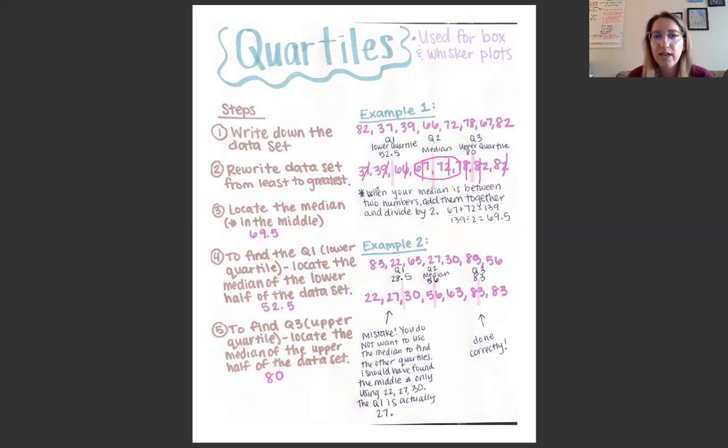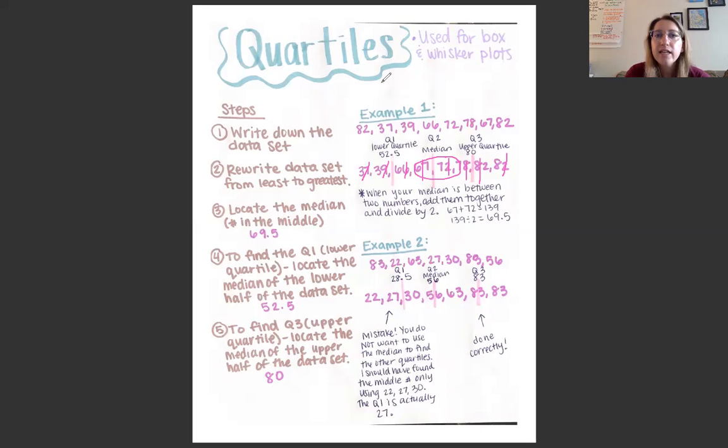So right here, you'll see when your median is between the 2 numbers, add them together and then divide by 2. So for here, we would add 67 plus 72, which gives you 139. And then 139 divided by 2, which gives you 69.5. So what that means is that your median is actually 69.5. That's what you would write as your median.